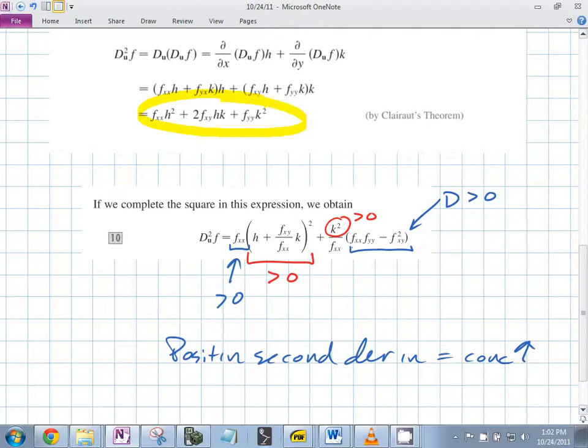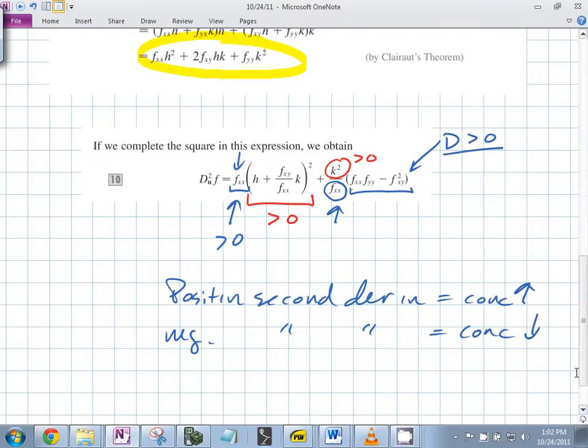What happens if fxx is negative? If D stays positive, this becomes negative and that becomes negative. The whole thing becomes negative. So if you have a negative second derivative, it means it's concave down. Exactly.